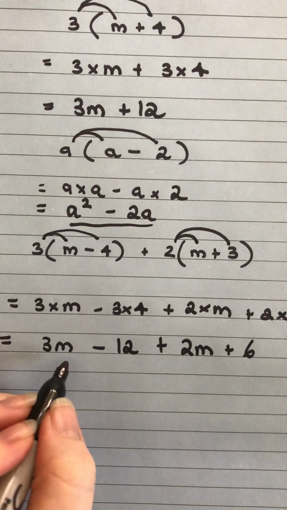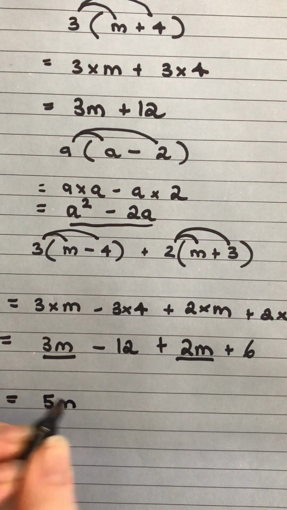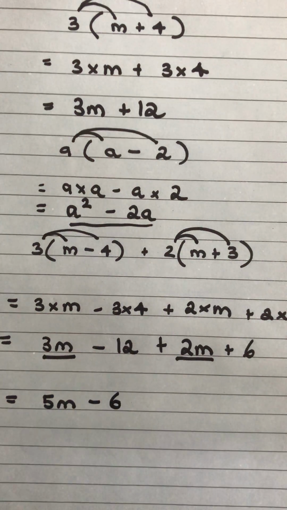Now we're going to collect our like terms. So 3m plus 2m gives us 5m. And then we've got negative 12 plus 6 gives us minus 6 overall.